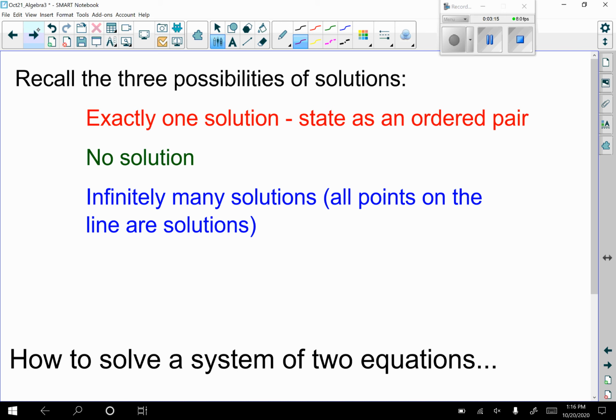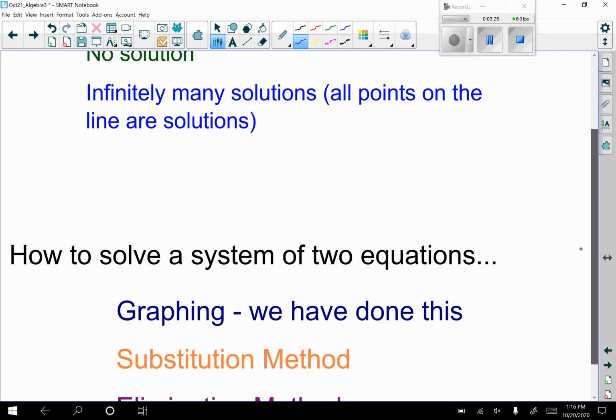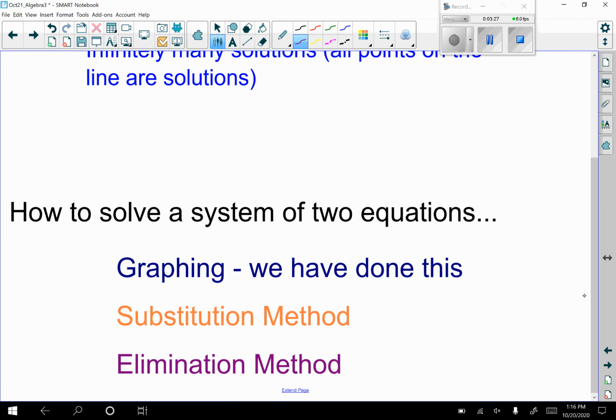Or again, writing coinciding lines is not enough. You're just writing that in place of graphing. You want to say infinitely many solutions, but more specifically, all points on the line are solutions. So we already looked at graphing as one method to solve a system of equations. Today we're going to focus on the other two, the substitution method and the elimination method.